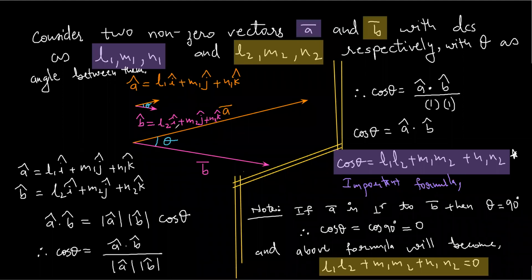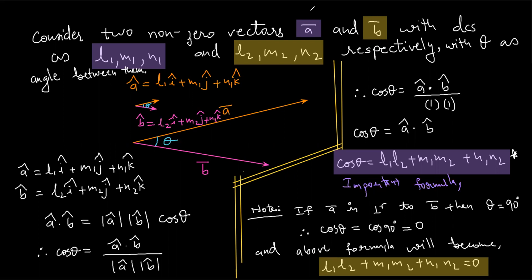You saw in this discussion that when you know the DCs of vectors like A bar and B bar, you could find the angle between those two vectors. And for that, what did you do? You found the angle between their corresponding unit vectors, A cap and B cap, which was the same as the angle between A bar and B bar.